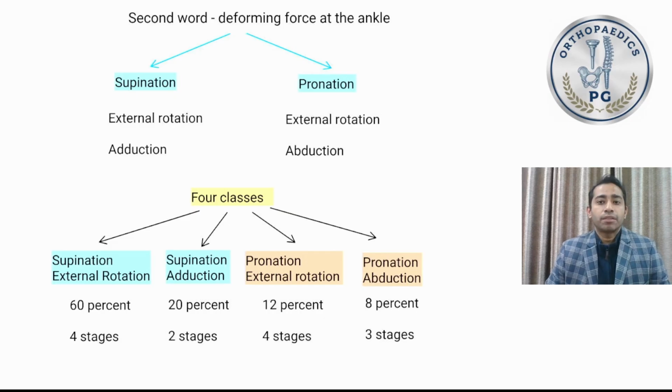The third part of the description is a number, which is either 1, 2, 3 or 4, which denotes the stage of the fracture. So supination-external rotation has 4 stages, supination-adduction has 2 stages, pronation-external rotation has 4 stages, and pronation-abduction has 3 stages. So we saw that there are 3 parts. First is the position of the foot at the time of injury, second is the deforming force, and third is the stage of the injury.